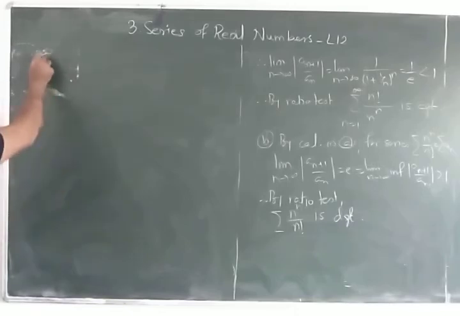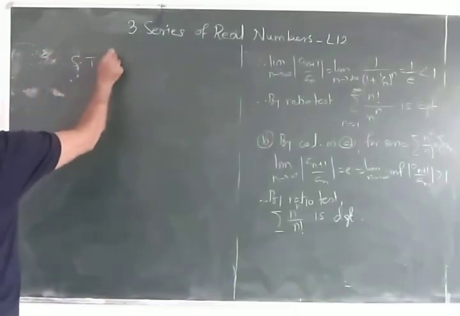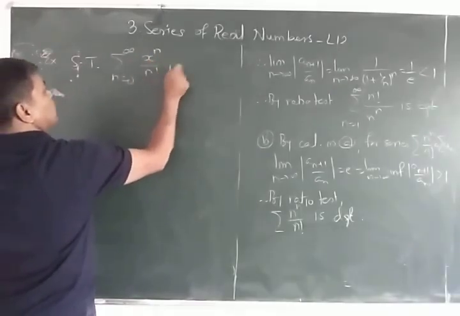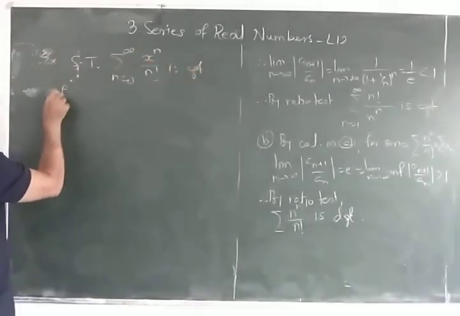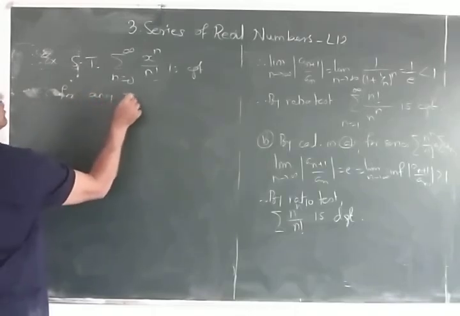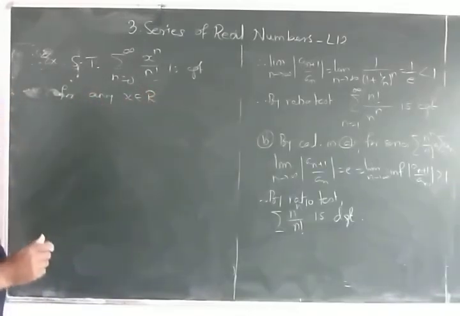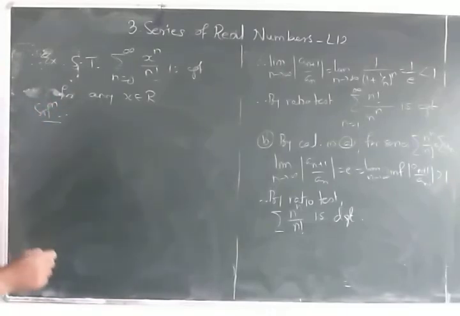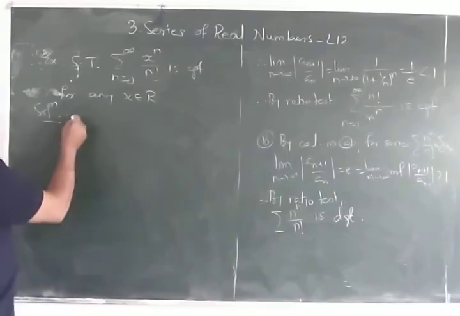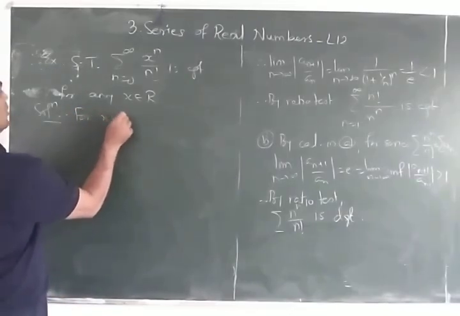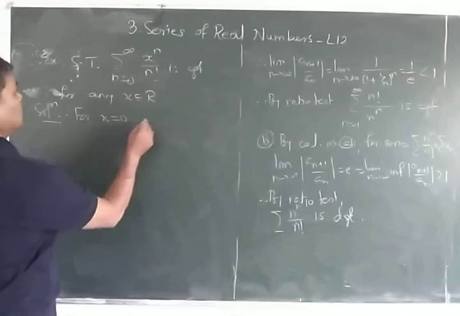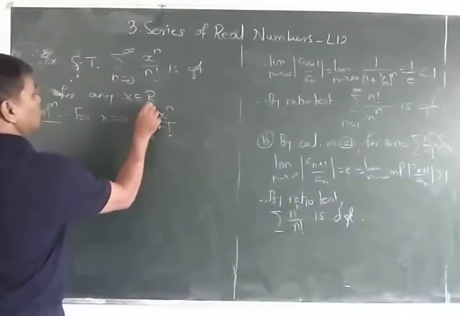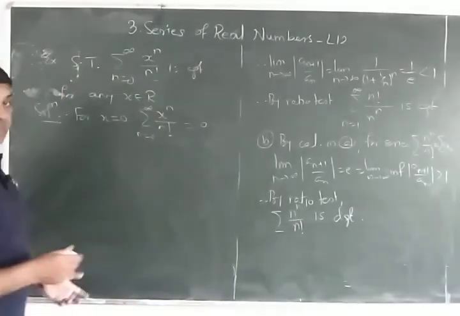So that summation of n equal to 0 to infinity of x raised to n upon n factorial is convergent for any x belongs to R. Solution. For x equal to 0, summation of x raised to n upon n factorial, n equal to 0 to infinity, is 0. If x is 0, we will get this.